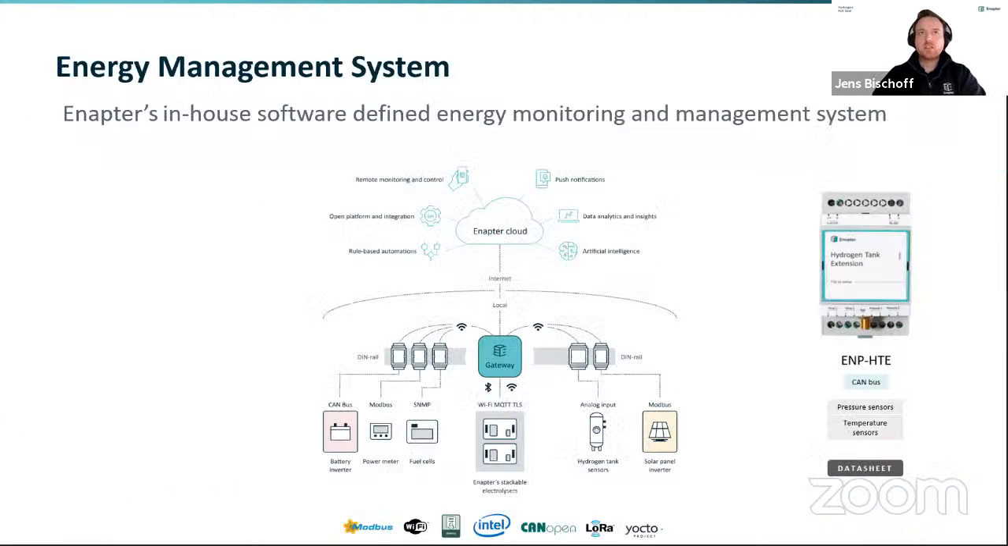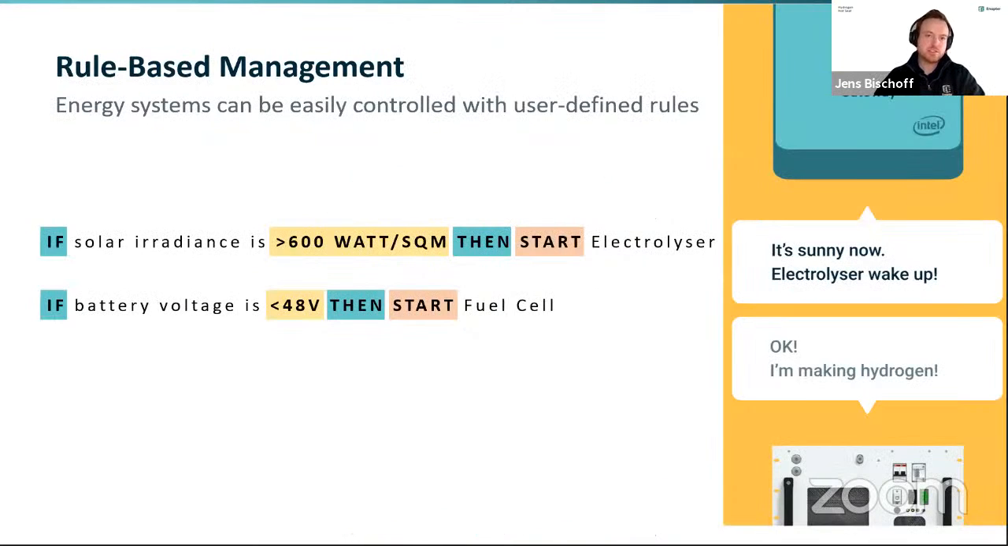In addition to our electrolyzers, we have a smart energy management system that allows you to run the electrolyzers and also integrate third-party devices, and you can make a rule-based management system which can intelligently manage your system automatically. For example, you can tell the system, if battery voltage is low, please automatically start the fuel cell to produce electricity.